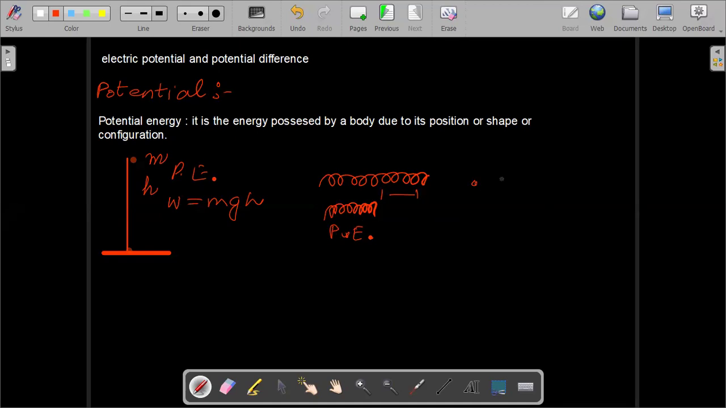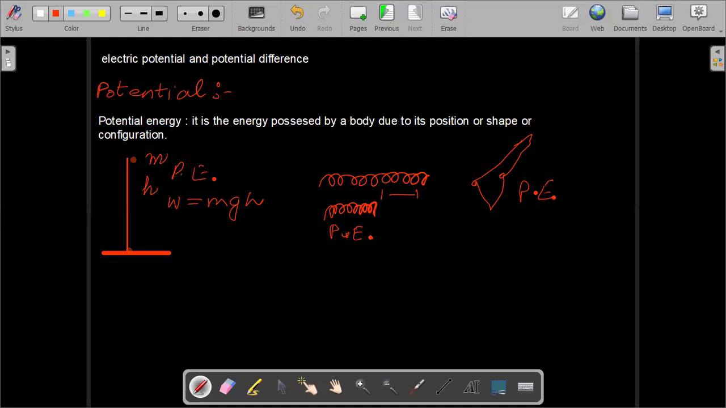this one, a slingshot? Which type of energy is possessed by a slingshot? The slingshot also possesses potential energy. All these energies are possessed due to their shape, their configuration, or their position. So these are all the forms of potential energy.